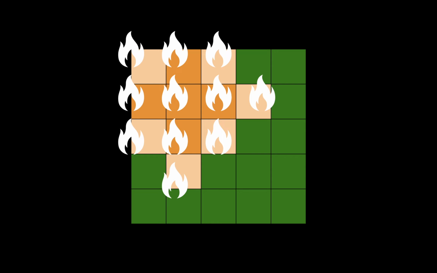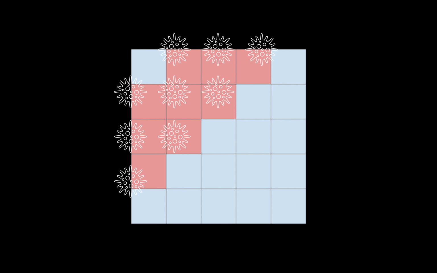What do this simulation of the spread of a forest fire and this simulation of the spread of a flu at your school have in common? Well, they're both grids with values in them that evolve over time, and that means they can both be modeled with cellular automata. Now let's talk about some basics.